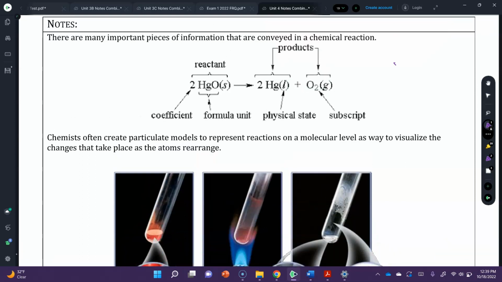So there are many pieces of information that are conveyed in a chemical reaction. For instance, on the left side are reactants, right side are products or things made in the reaction. The arrow indicates that you are yielding something. Coefficients help us to maintain mass balance so that the law of conservation of mass is properly represented. We have physical states. Subscripts help us identify compounds, and then those contribute to the formula units.